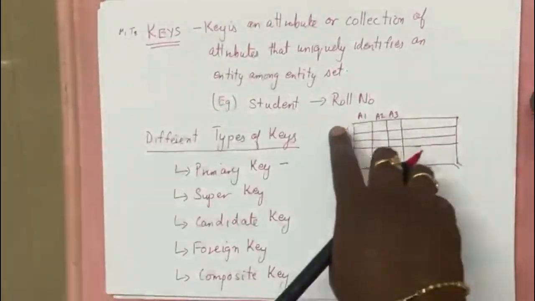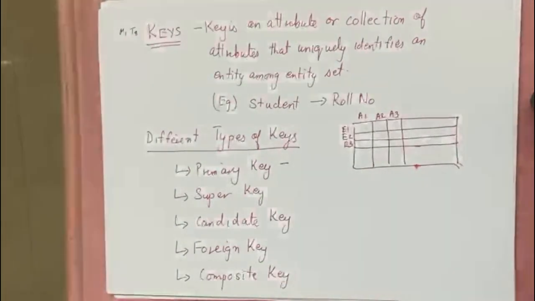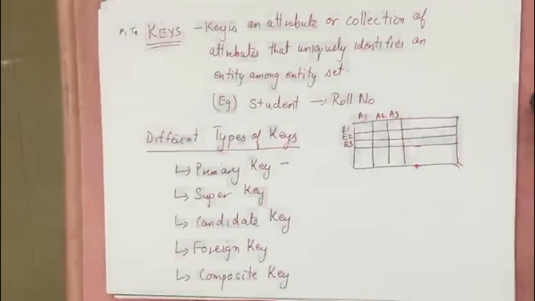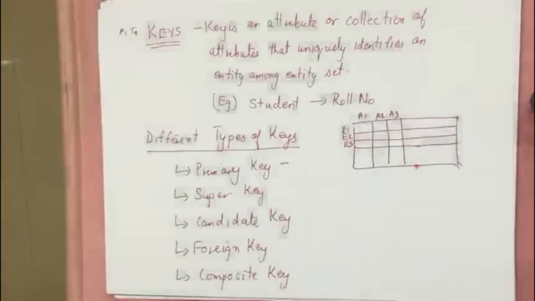So when I want to uniquely choose a record, example, in a class of 60 students, I want to identify each and every student uniquely. I cannot use their name or their date of birth or something like that. Why? Because it is quite hard to uniquely identify, because multiple people can share the same names or they can have the same father names or something like that.